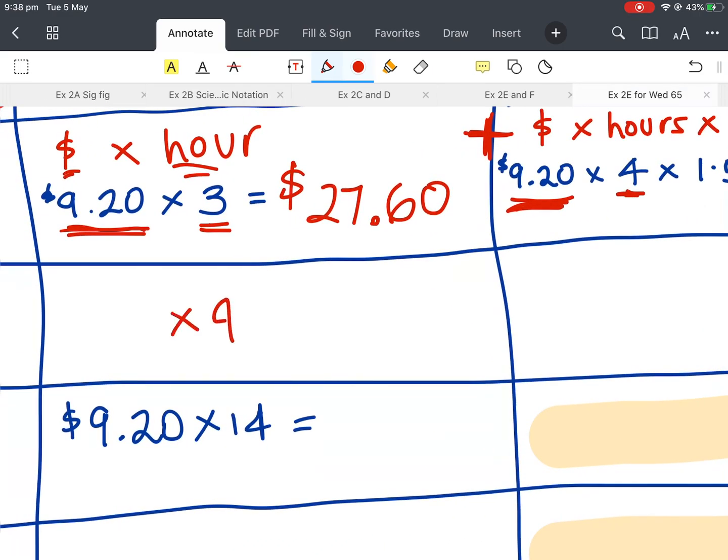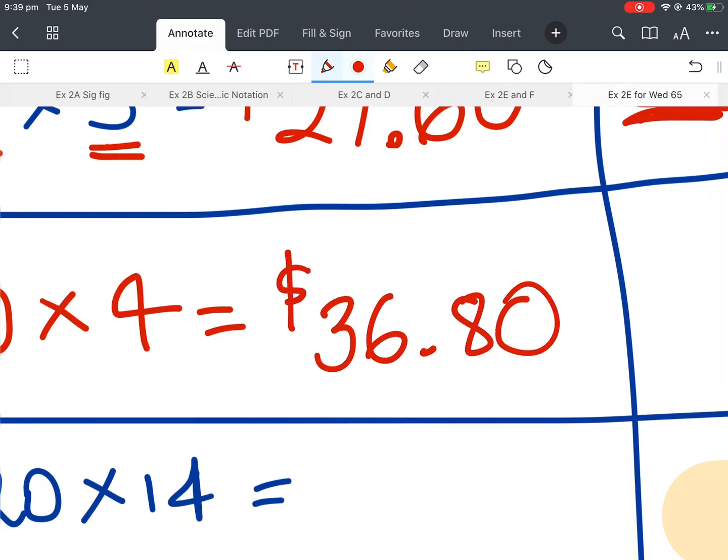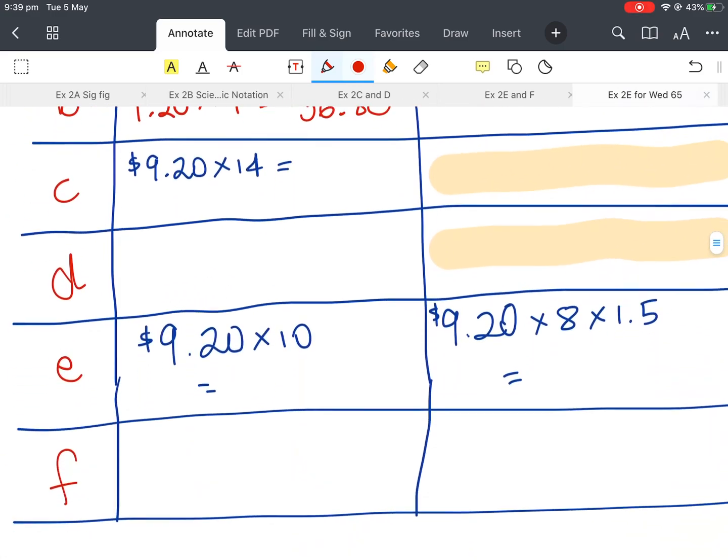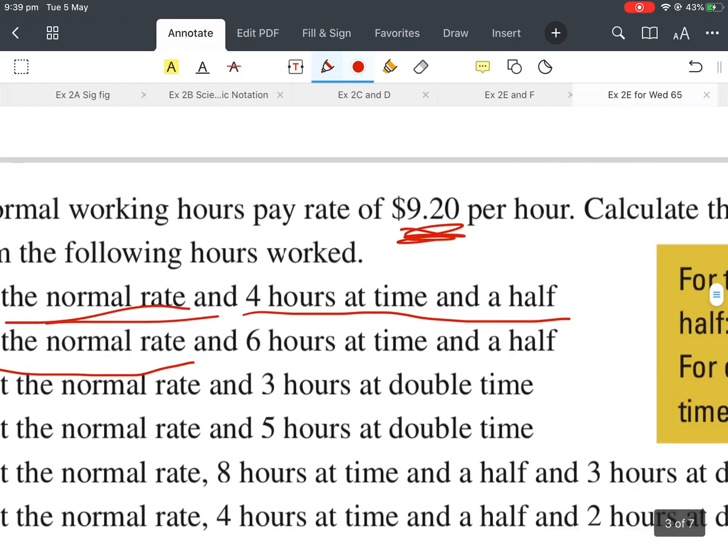All right, if you're back with me, it's 4 hours at the normal rate. Wage rate stays the same. It's $9.20. So I'm going to do that first. 9.2 times 4 is, what did you get? I got $36.8, which means 80 cents. Go back to B. So that's that one done.